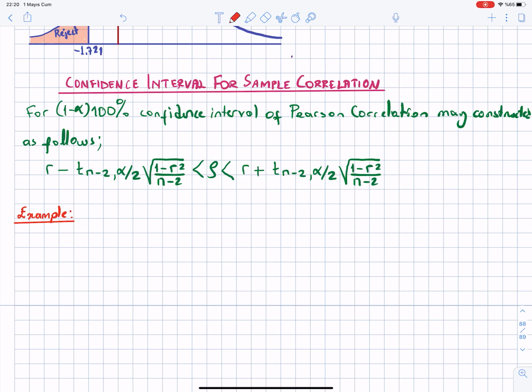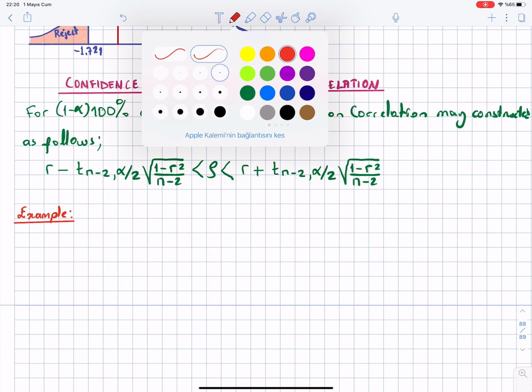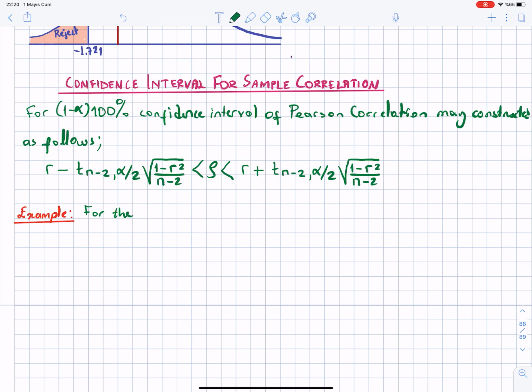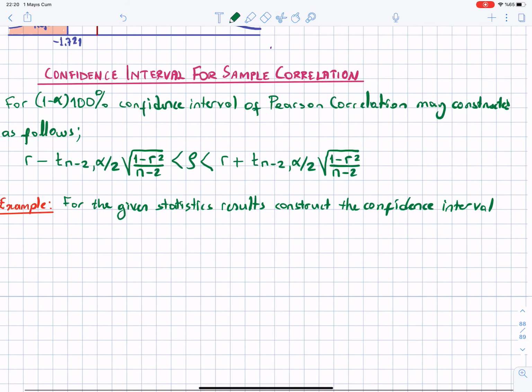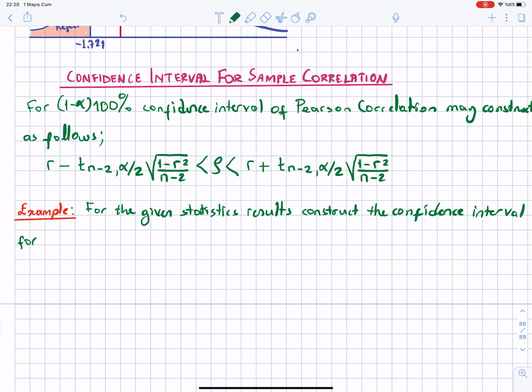For the given statistic result, construct the confidence interval for the population correlation by 95%.